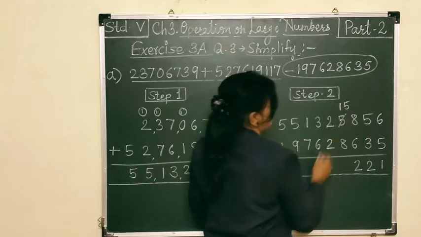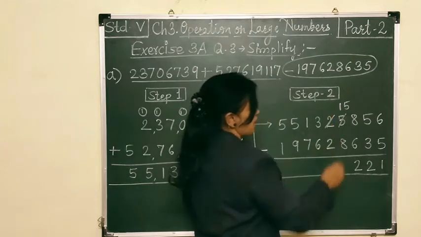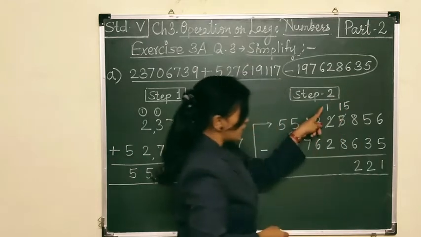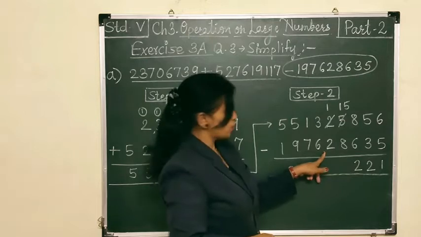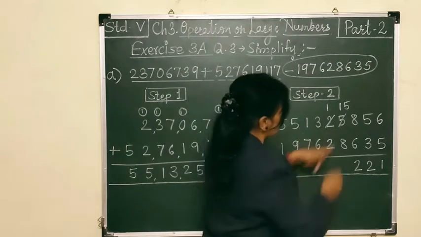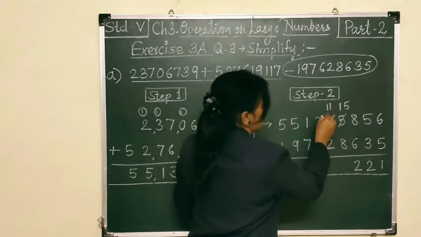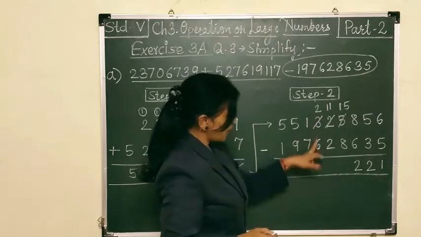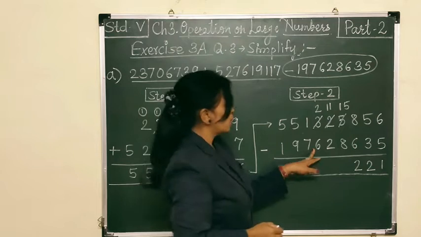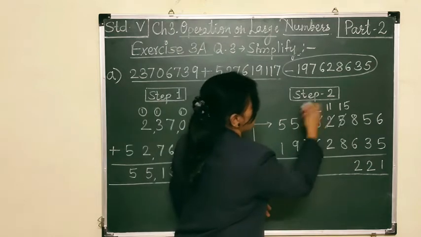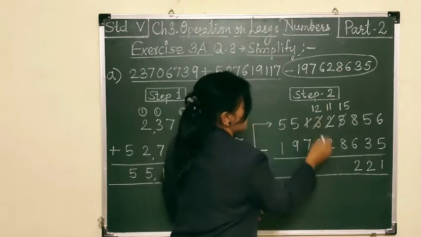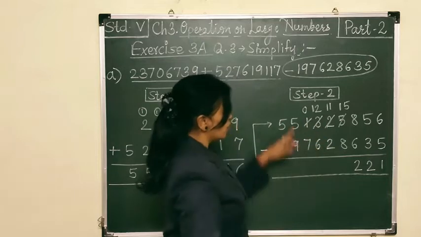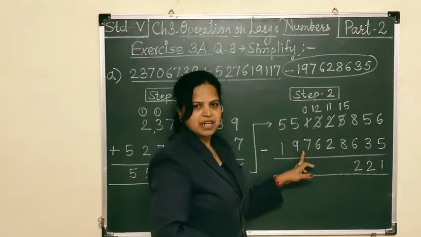It will become 15, and 2 will be less by 1, that is 1. From 1 can we subtract 2? No. So again we have to borrow 1 from this 3. So this 1 will become 11 and 3 will be less by 1, that is 2. From 2 can we subtract 6? No. So again 2 will become 12 by borrowing, and this 1 will become less by 1, that is 1 minus 1, 0. From 0 we cannot subtract 7.